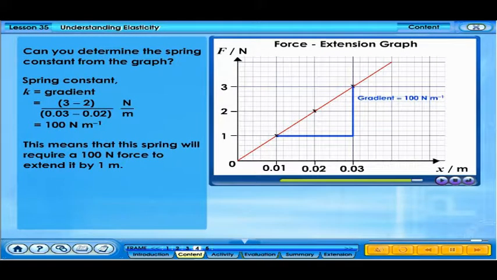This spring has a stiffness of 100 Newton per meter. This means that it needs a 100 Newton force to extend it by 1 meter.